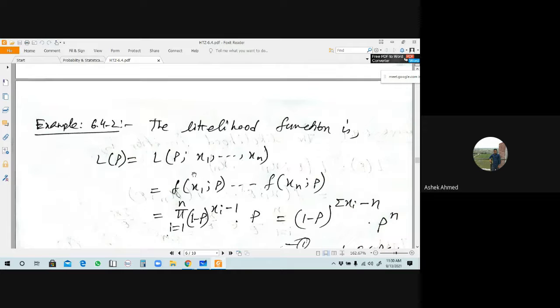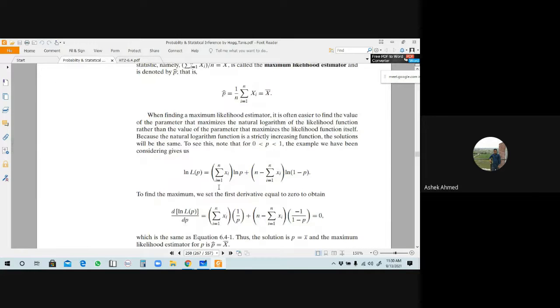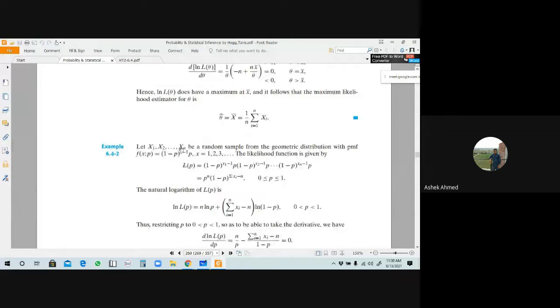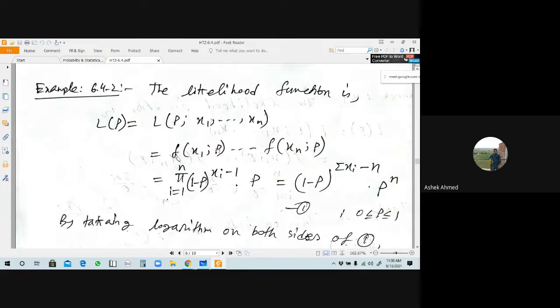By the similar concept, you have to solve example number 2 also. This is example number 2. In that case, this is a geometric distribution. We know how many parameters the geometric distribution has, there is also one parameter. So the likelihood function will be of this form. I have already written the form here.